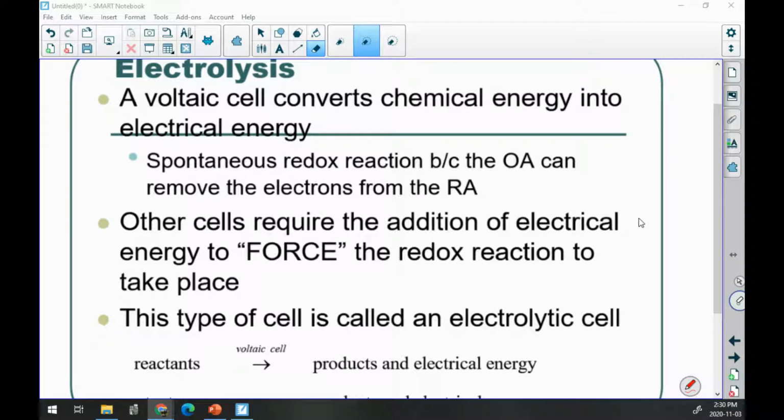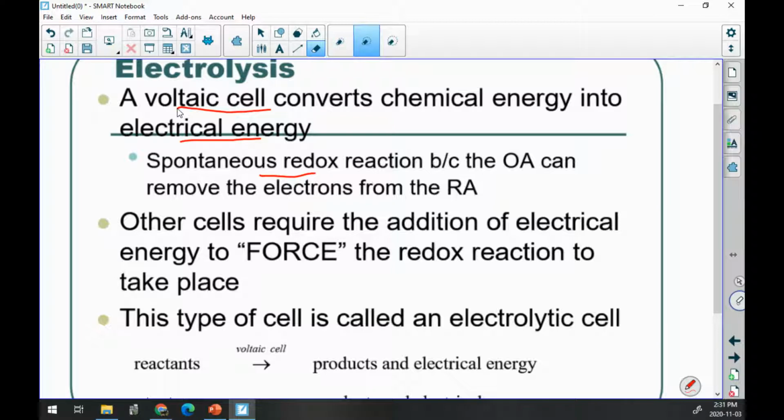Electrolysis or electrolytic cells. We have defined a voltaic cell as something that converts chemical energy into electrical energy. It is spontaneous, which we know in two ways. We have a positive cell potential, and on our data booklet, we know that the OA falls above the RA on the table. That's how we know that it's going to be spontaneous.